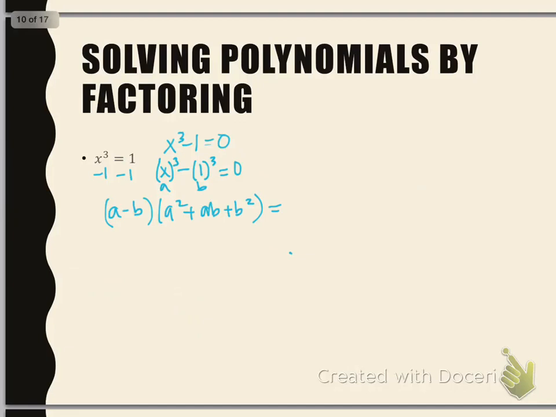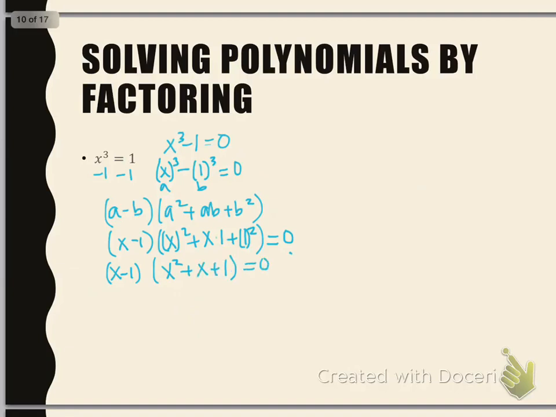So we're going to plug in our a's and b's. So I got x minus 1. My a here is x, so x squared plus my a times my b plus my b squared, and it's still equal to 0. So now I have x minus 1 times x squared plus x times 1, which is x, plus 1 squared, which is 1. So if I wanted to do my ZPP now, because I have that equal to 0, I set this equal to 0, and I set this other one equal to 0.